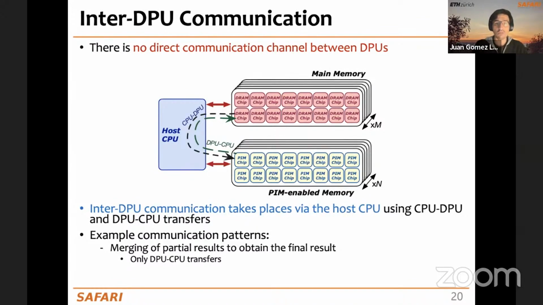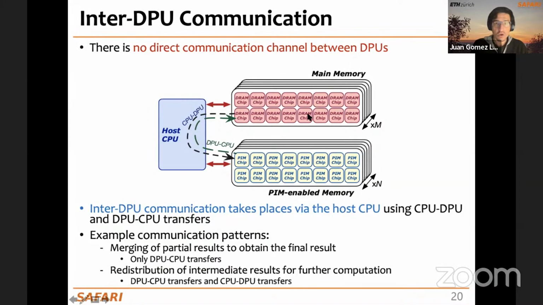And another possibility is to have to redistribute intermediate results for further computation. In this case, we will typically need DPU to CPU transfers and CPU to DPU transfers. Imagine, for example, an iterative algorithm, like graph processing. If we are following, for example, a top-down approach, we will generate a frontier of nodes or vertices at the end of each iteration, right? And before starting the next iteration of the algorithm, we want to redistribute this frontier across the available DPUs, across the available workers and tasklets that we have in this PIM-enabled memory.